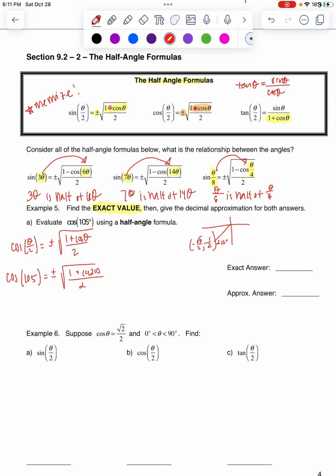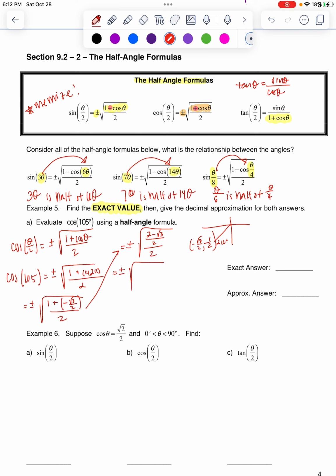So from now, we can just plug and chug what we know. So we have 1 plus the cosine of 210 degrees, which is negative root 3 all over 2, divided by 2. And then we can keep on simplifying. So we have a nasty complex fraction. I'm going to find a common denominator for my numerator. So this becomes 2 minus root 3 all over 2, divided by 2.